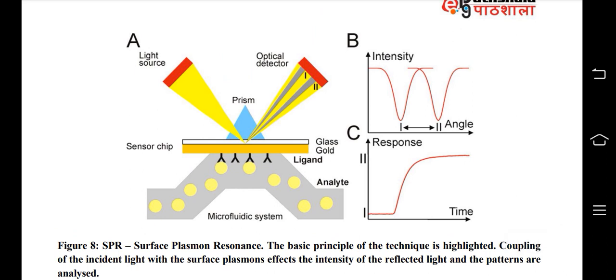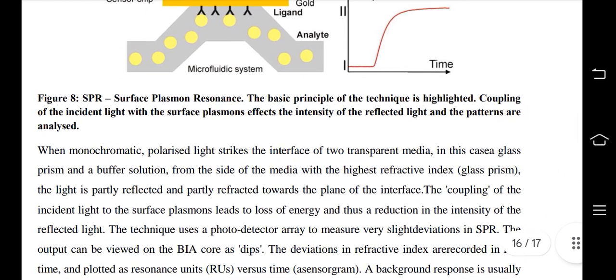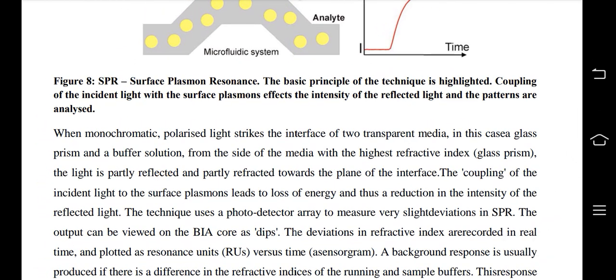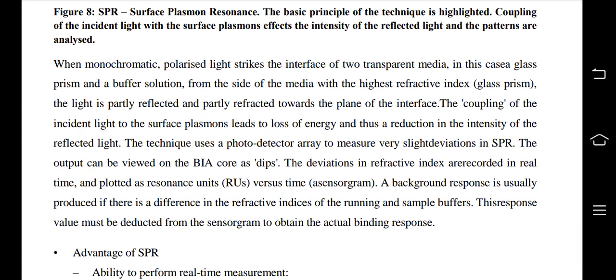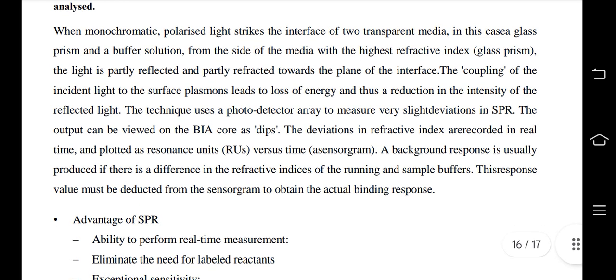Light source, optical detector, sensor tip, glass rod, ligand, analyte, intensity response, surface plasmon resonance. The basic principle of the technique is highlighted. Coupling of the incident light with the surface plasmon affects the intensity of the reflected light and patterns are analyzed. When monochromatic polarized light strikes the interface of two transparent media, in this case the glass prism and the buffer solution, from the side of the media with the higher refractive index, the glass prism, the light is partially reflected and partly refracted. The coupling of the incident light to the surface plasmons leads to loss of energy and thus a reduction in the intensity of the reflected light.